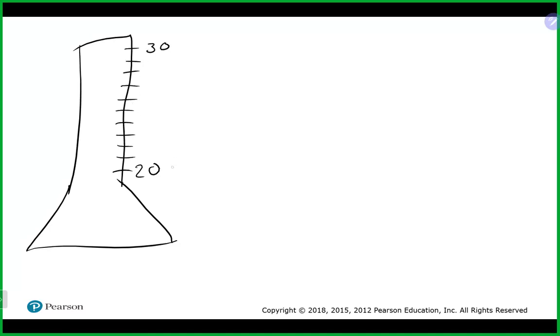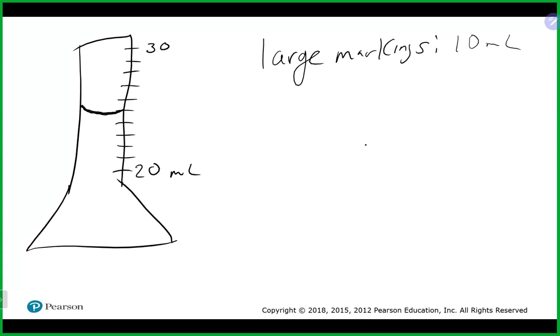That's 30. We'll go milliliters here. We'll pop a liquid in there, which should have a meniscus, right? A little curvature. All right, so on this particular scale, my large markings represent how much? What is the difference between the large markings? It is 10. 30 minus 20 is 10, right? So each of the large markings represents 10 milliliters as well.